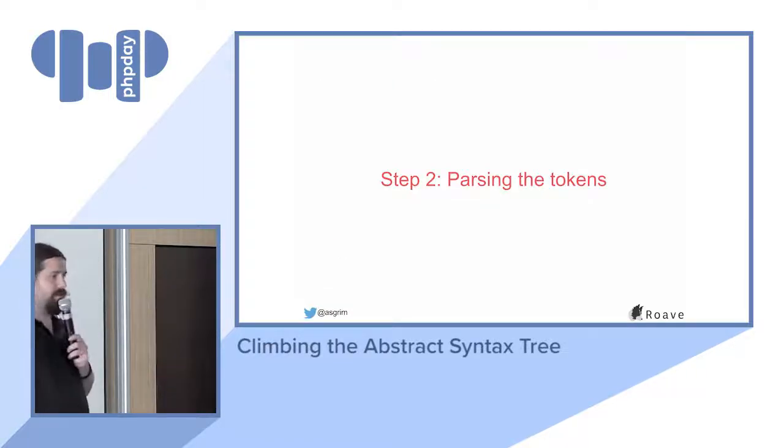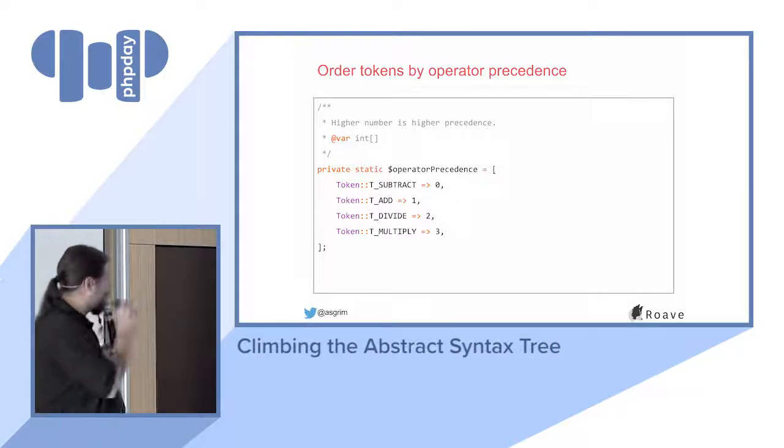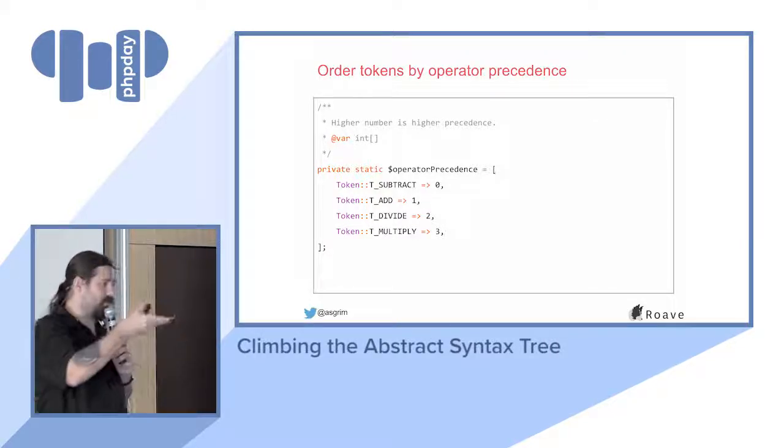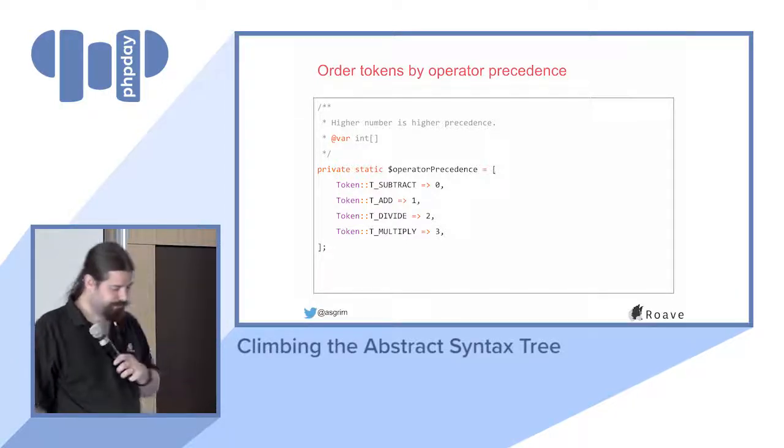Alright, so we've got a load of tokens now. Let's move on to parsing them. So, as I mentioned, we need to define our order of precedence. We're going to say that multiply has the highest precedence and subtract has the lowest. So they're actually in reverse order. The higher the number, the more important the operator.